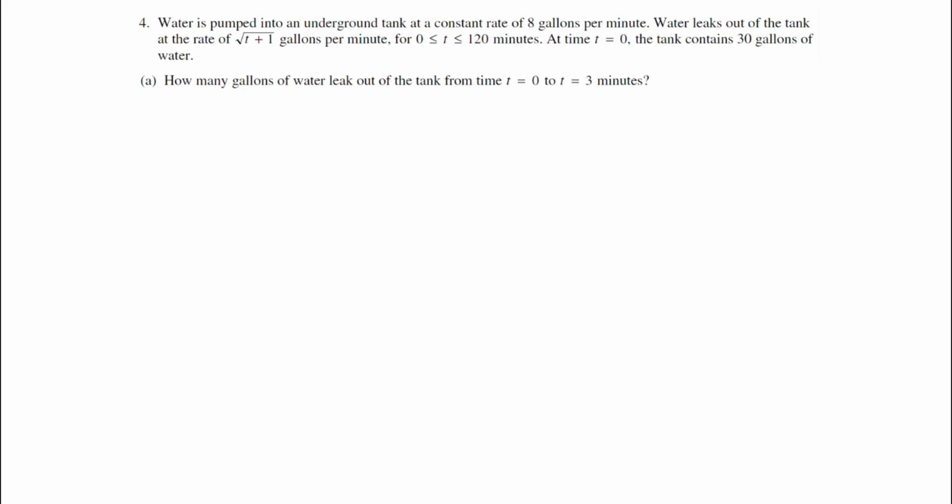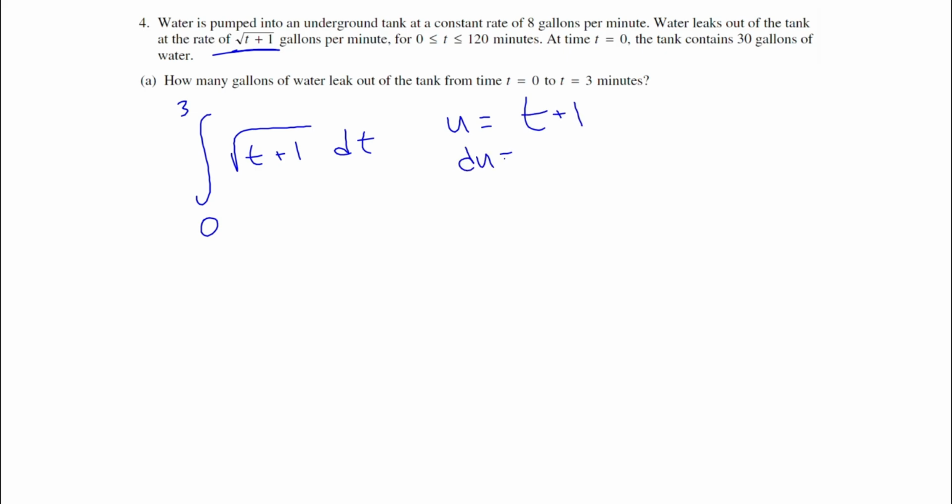We want to know how many gallons of water leak out from t equals 0 to t equals 3. Well, in order to figure out an amount that leaks, we have to integrate the rate at which it leaks on that interval. So we'll just do an integral from 0 to 3 of root t plus 1 dt. And of course, this is a basic u sub. We'll write it out if we want here. It's u equals t plus 1, where du is just the derivative of that, or dt.